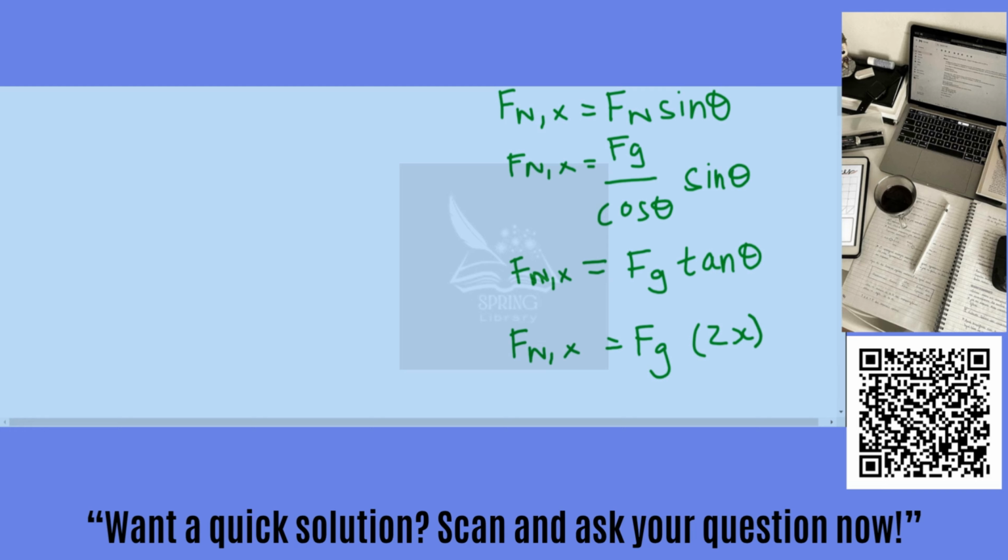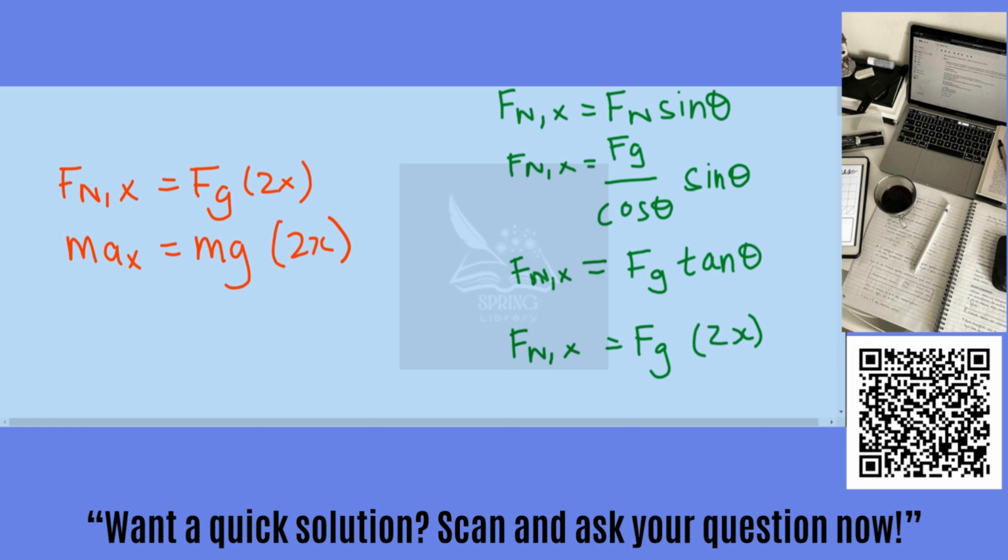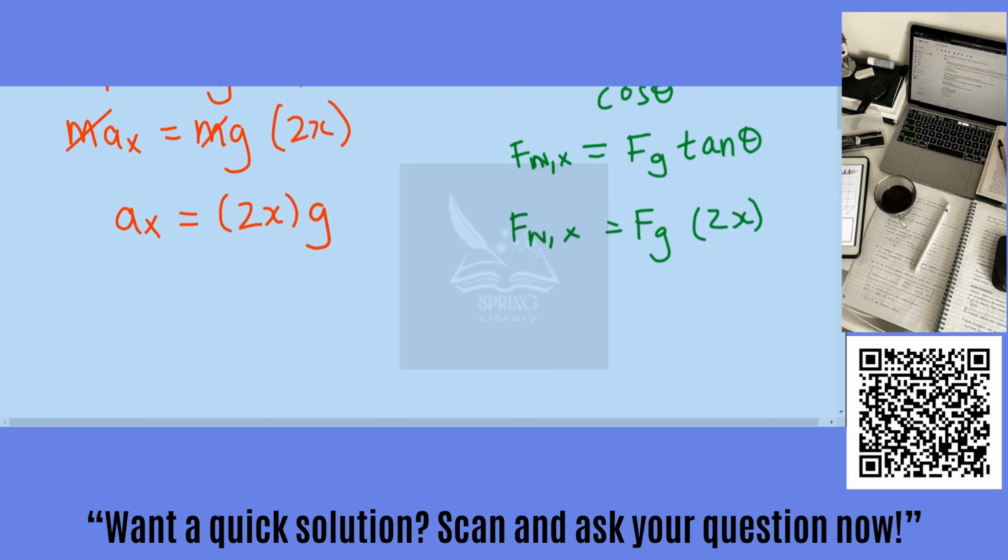So now we know that the normal force in the x direction is Fg times 2x, and we can go one step further and get the acceleration, because Fnx is our net force in the x direction. So Fnx will just be equal to max. Fg is mg. And so we can get that the acceleration is equal to 2x times g. So whatever the x value is, we just plug that in and we can get the acceleration. So that's what we are asked to do in part B.